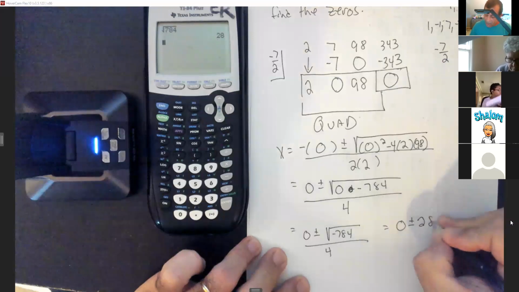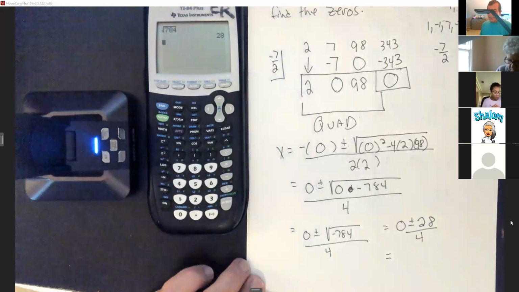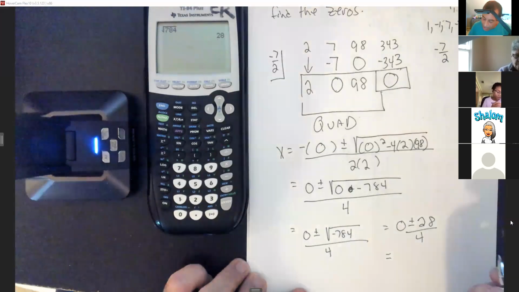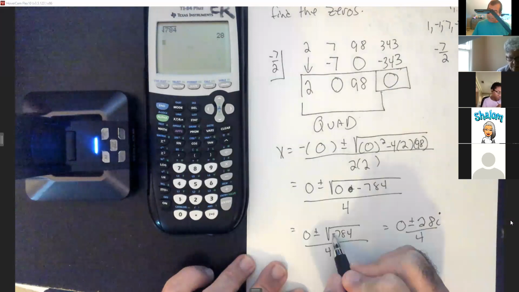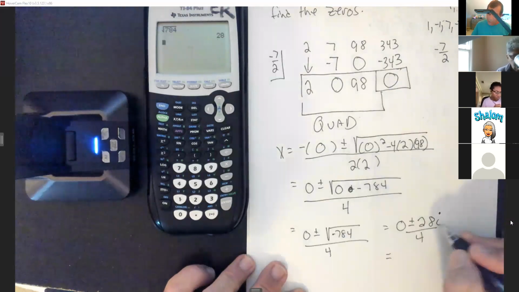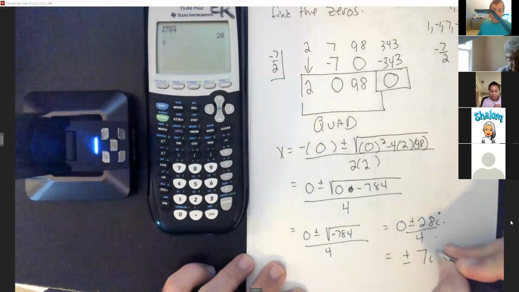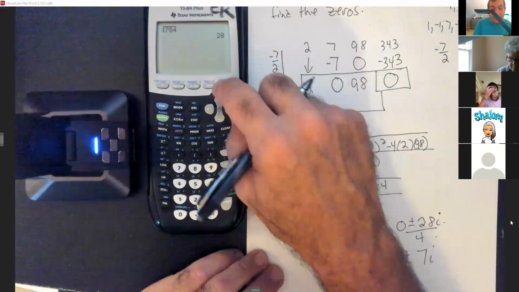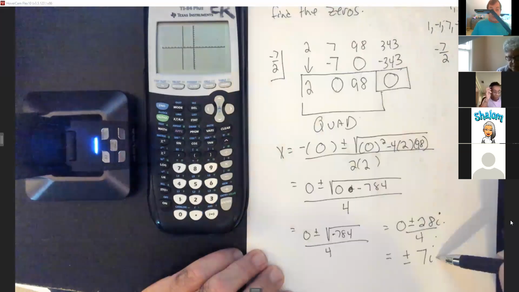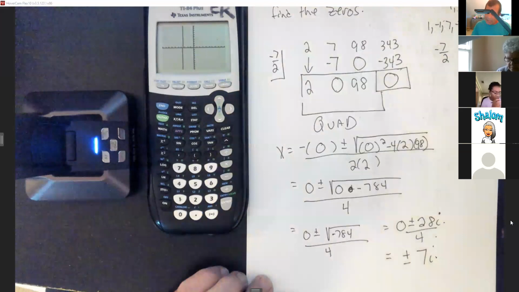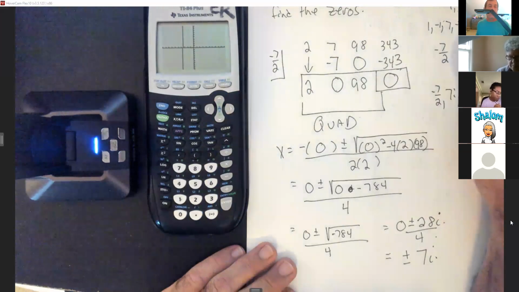So you now have 0 plus or minus 28 all over 4. And remember, there is an i behind that 28, right? Because that was negative under that radical. So you get 0 plus or minus 28 over 4, which divides and gives you a plus or minus 7i. That's why on the graph, we didn't see no more crossing, because the last two zeros are imaginary. Okay? So my 3 zeros would have been -7 halves, 7i, and a -7i.